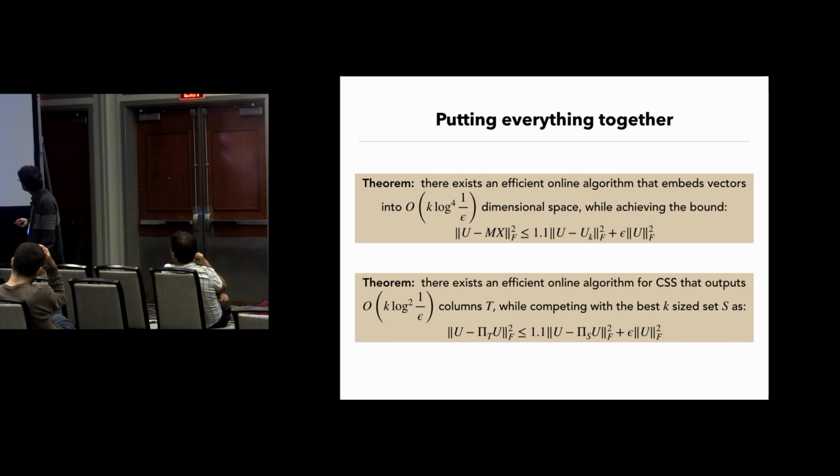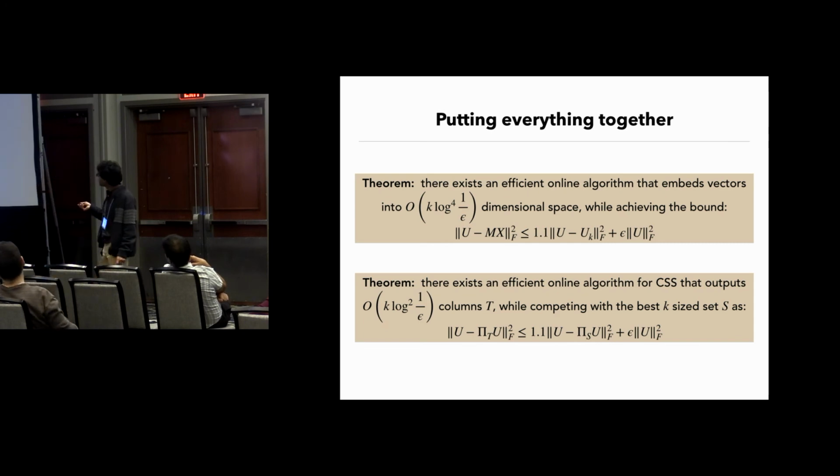Okay, so it shows that you get a bound roughly similar to what we had before, where the error is comparable to the best rank k approximation plus some epsilon times the Frobenius norm error. But the dependence of this dimension on epsilon is like polylog 1 by epsilon. Okay, the same is true for column subset selection.